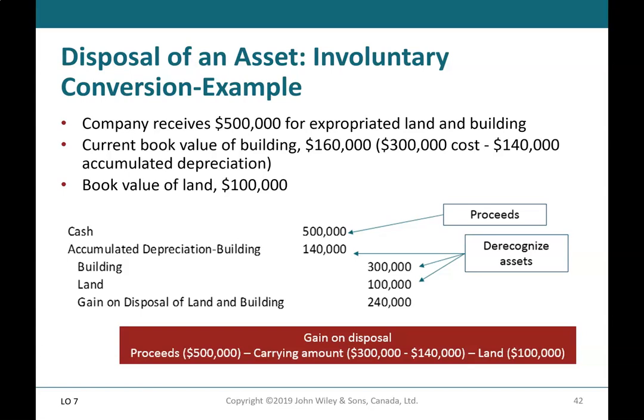So you're going to record a debit to cash for $500,000, that's the proceeds. You'll debit accumulated depreciation building for $140,000 to remove the accumulated depreciation from the books. You would credit building for $300,000 and credit land for $100,000 to remove those assets from the books. Then you're left with a credit of $240,000 to balance out your journal entry, and you would record that as a gain on disposal of land and building.